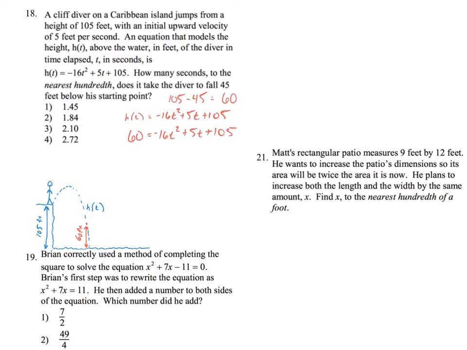Now, there are going to be 2 points. One is going to be a point over here that would be at 60. We're going to want this one over here. So we have to make sure that we throw one of our options out once we find our 2 roots.